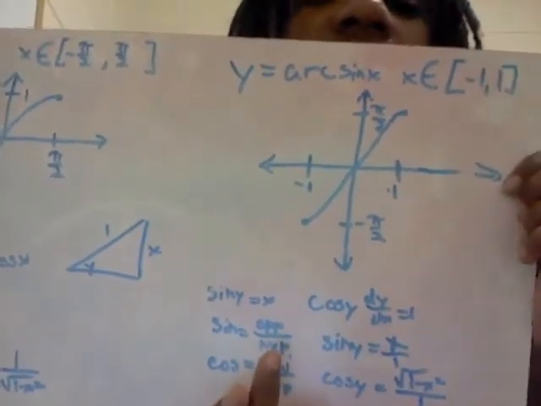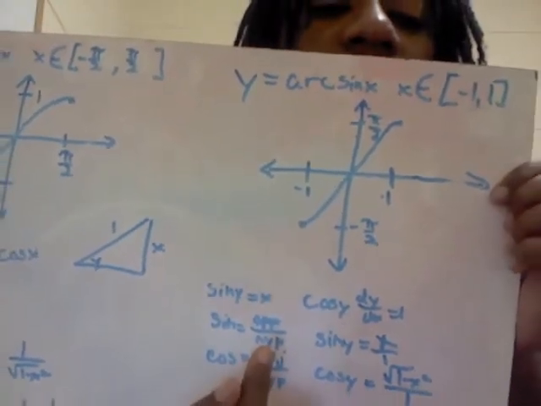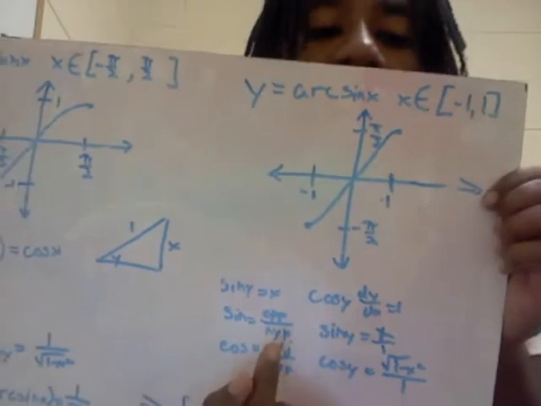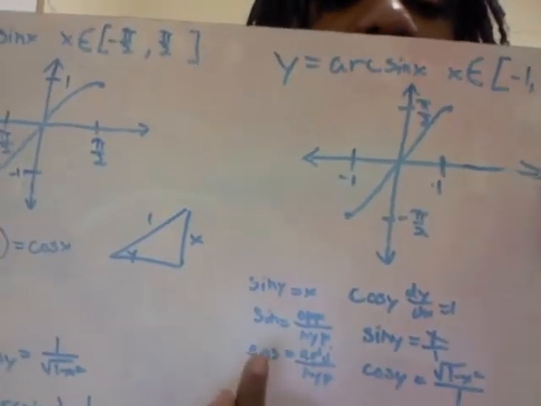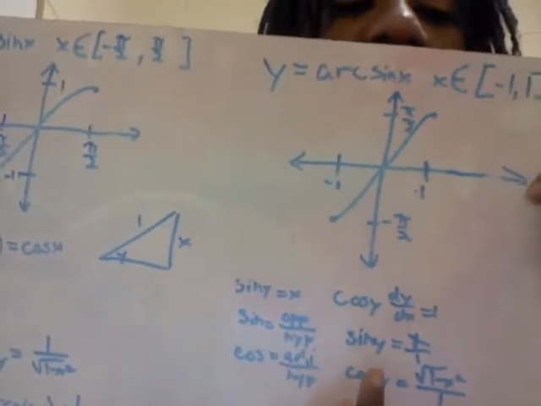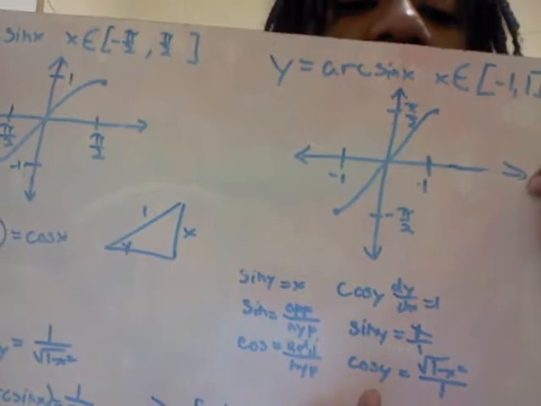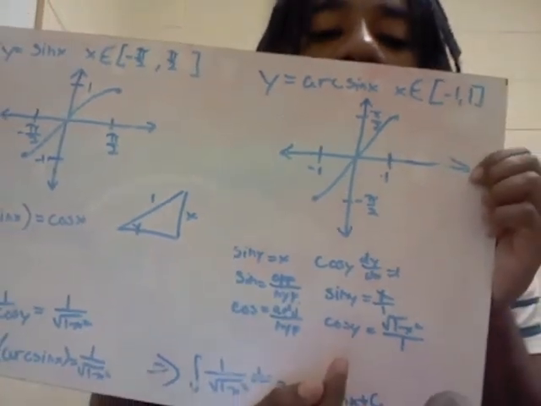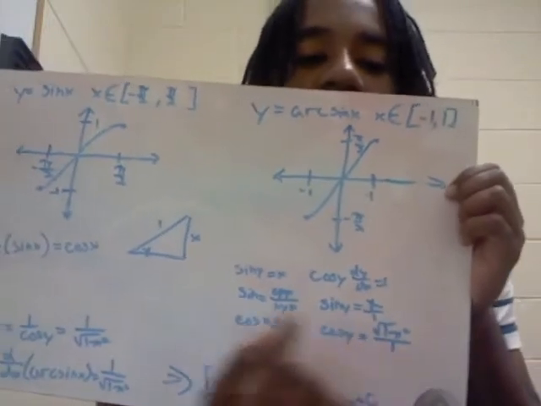Previously, we already know from trigonometry, sine equals opposite over hypotenuse and cosine equals adjacent over hypotenuse. The sine of y will be x over 1 and cosine of y will be square root of 1 minus x squared over 1 by the Pythagorean theorem using this triangle.